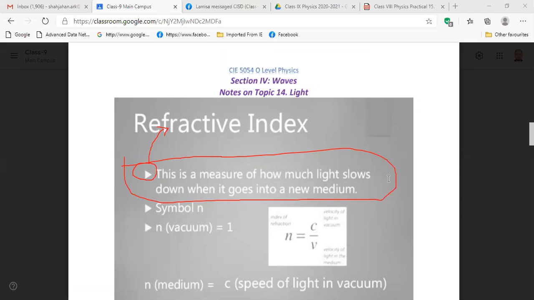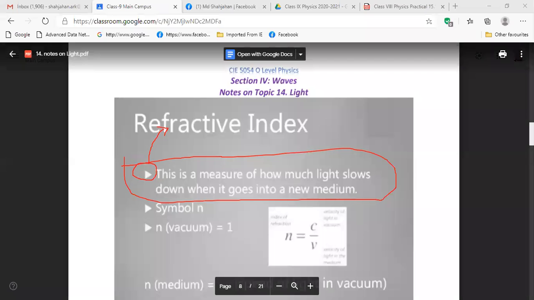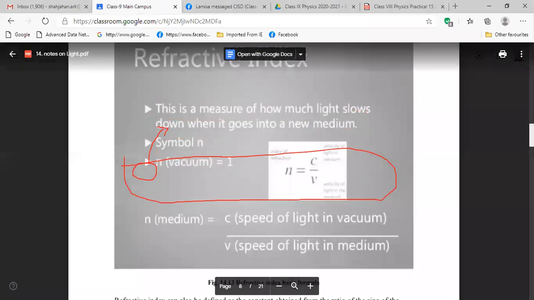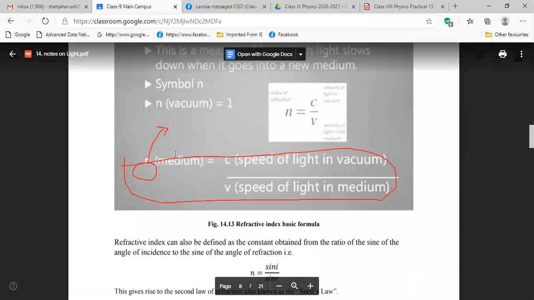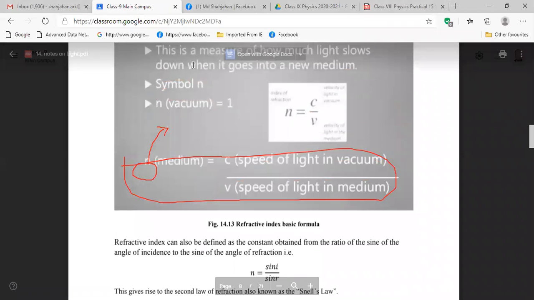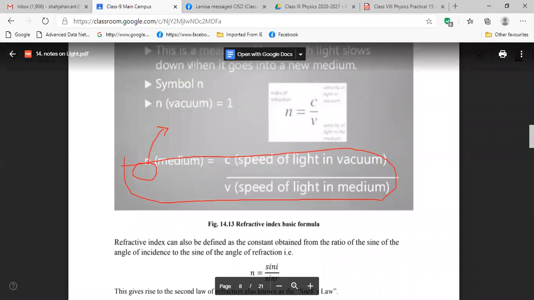Sir, do you need to copy the symbol and those things also? I will tell you. Did you do the definition? If you are done, then tell me. Yes, sir, definition is done. Okay, very good. The symbol N. Now you write this equation. N medium in bracket you give.